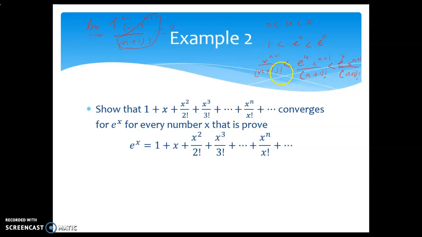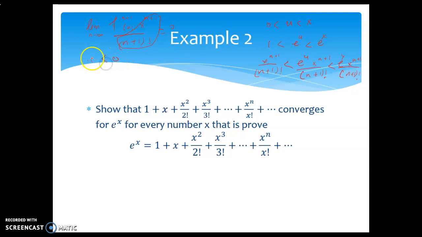So when we take the limit of this, we get a 0. When we take the limit of this, we get a 0. And then therefore, according to the squeeze theorem, this one also would be a 0. And because we don't know u, that's why we don't mess with this.